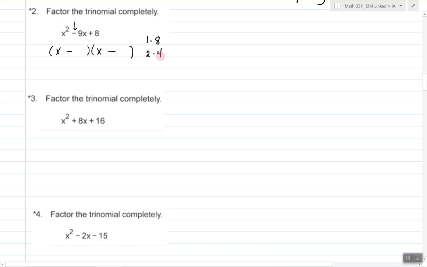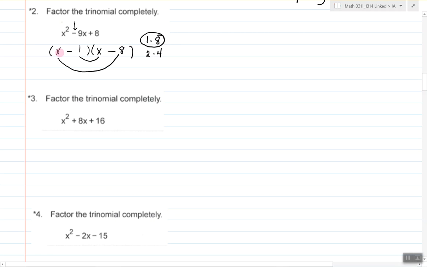To decide which it is, I must also think about the outer and the inner products. They have to combine to be negative 9. Which of these will add to become negative 9? Well, these will. So I will put in a 1 and an 8. It does not matter about the order because the signs are the same.